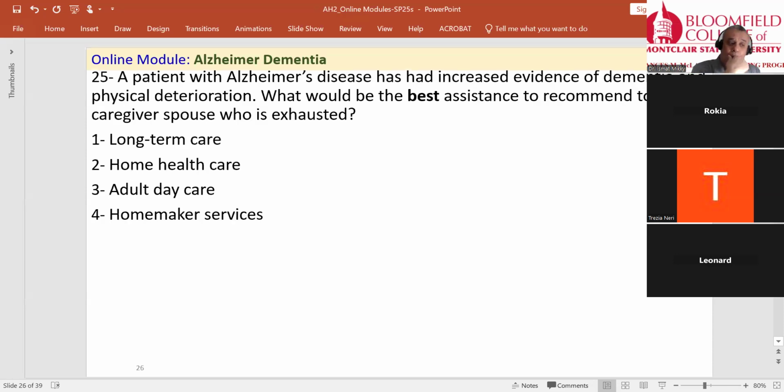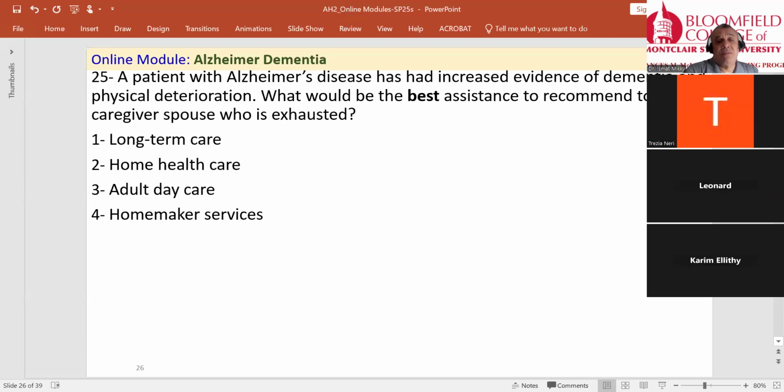25. A patient with Alzheimer's disease has had increased evidence of dementia and physical deterioration. What would be the best assistance to recommend to the caregiver spouse who is exhausted? To provide them some type of relief, or time off of this responsibility, which is 24/7. Give them some type of vacation, and sometimes it can be a few hours a day.